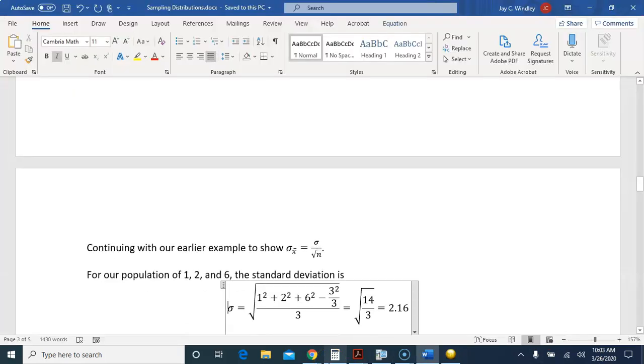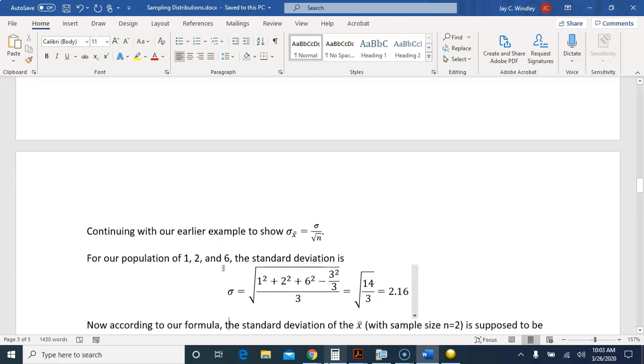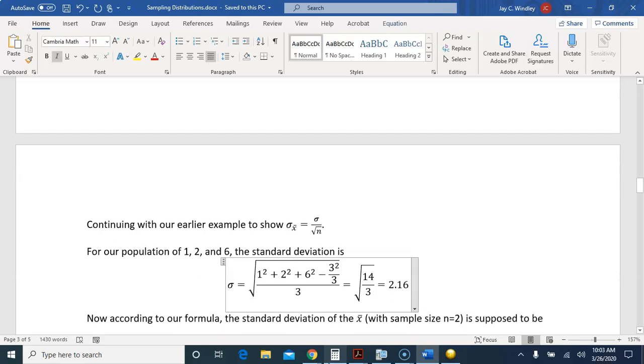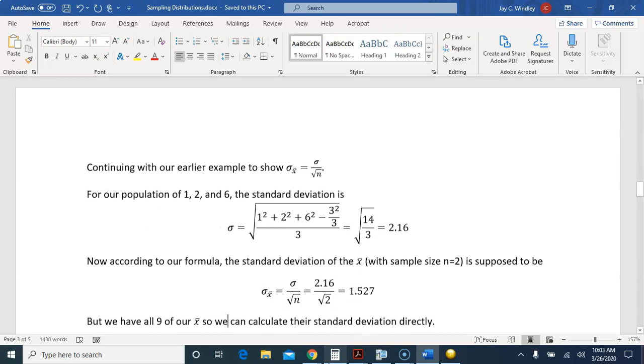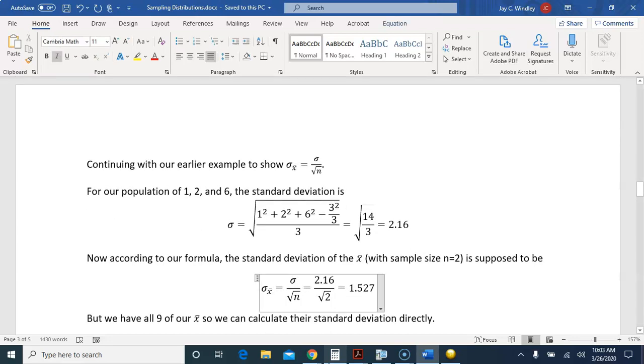Let's do a numerical example showing that that works. For our small population of 1, 2, and 6, just 3 numbers, we already figured out that the population mean is 3. We can figure out the population standard deviation is 2.16. So according to this formula, the standard deviation of the x bars should be the standard deviation of the population, 2.16, divided by radical 2, because 2 is our sample size. So the standard deviation of our x bars should be 1.527.